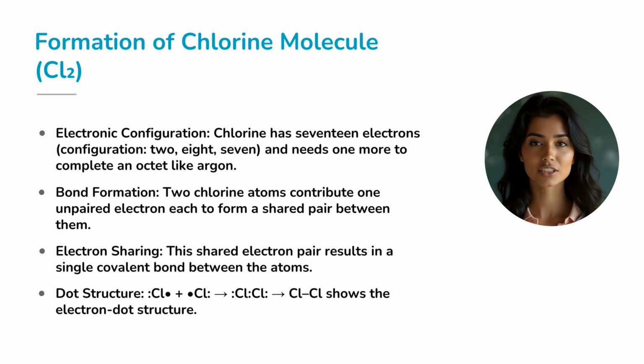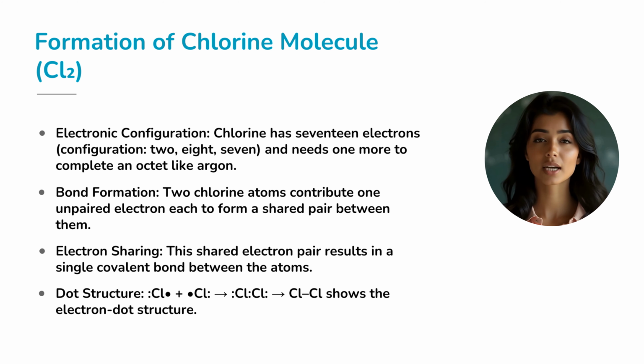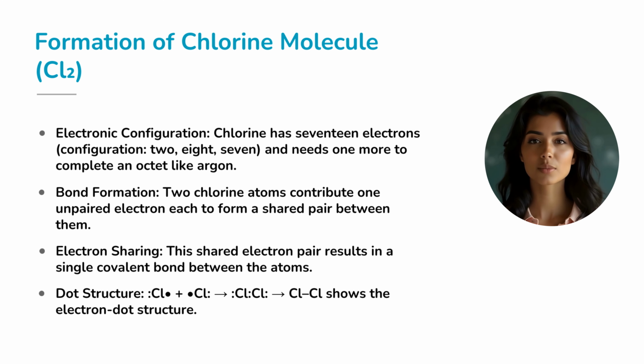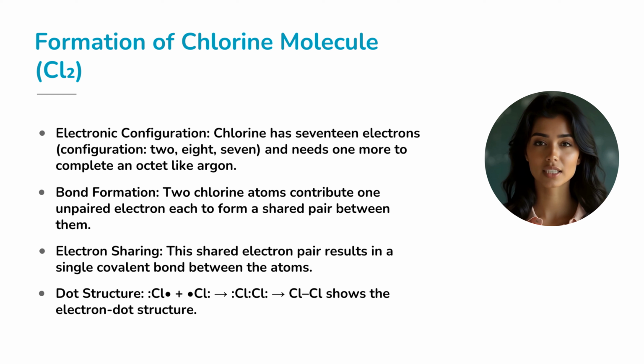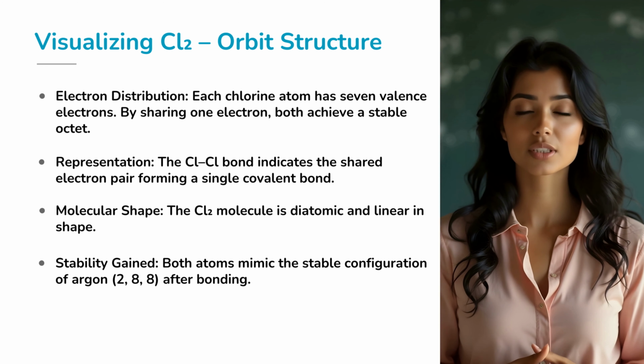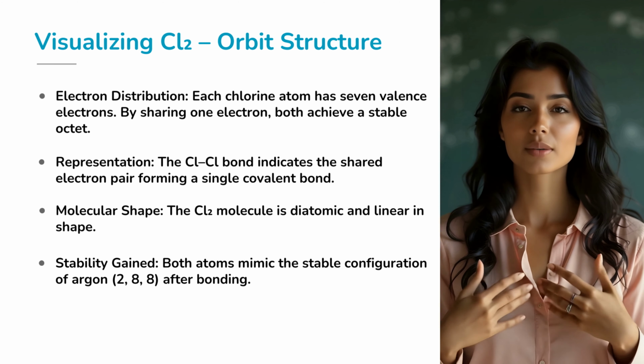We represent this using the electron-dot structure. Chlorine atom with 7 dots plus another chlorine atom with 7 dots gives Cl:Cl or Cl-Cl. This forms the chlorine molecule, which we write as Cl2 gas. And yes, this is the same chlorine used in swimming pools and disinfectants, a real-world example of covalent bonding in action. Now, let's look at the orbit structure for the chlorine molecule.